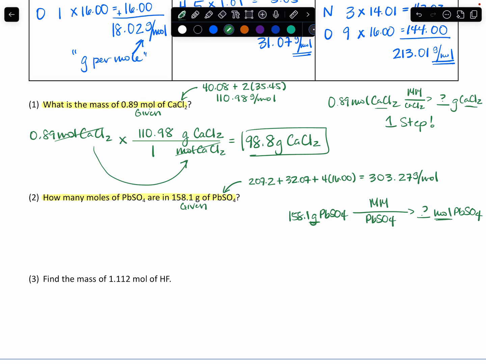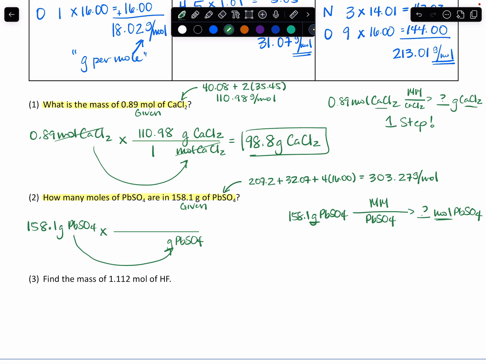I start with what I've been given, sorry, 158.1 grams PbSO4. My conversion factor is going to put that unit in the bottom, grams of PbSO4.